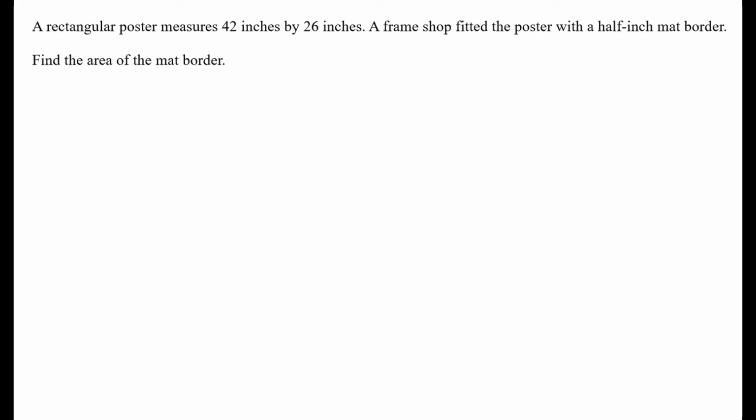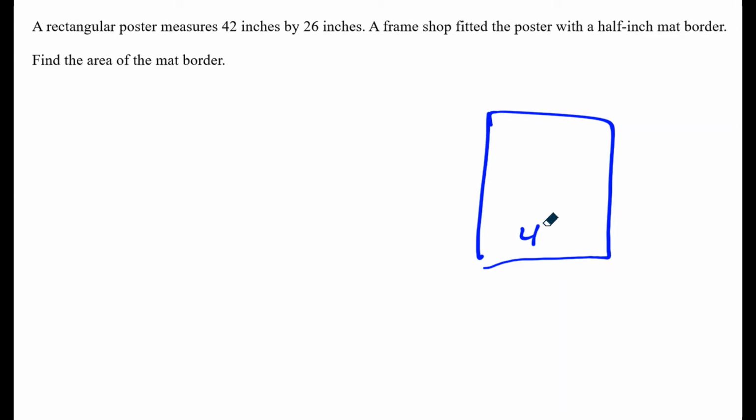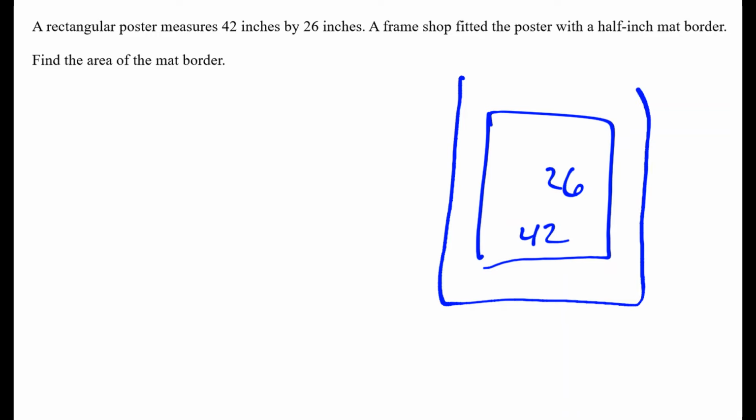There are some unique problems on your homework assignment like this one, where you got a rectangular poster with measures of 42 by 26. The frame shop fitted a poster with a 1/2 inch border or mat border. Find the area of the mat border. So what you're looking at here is truly this. You have your poster. It is 42 by 26. They put a mat border around the outside of it.